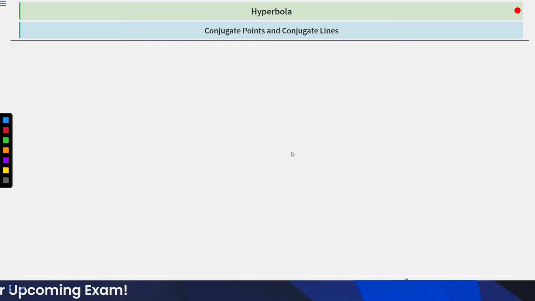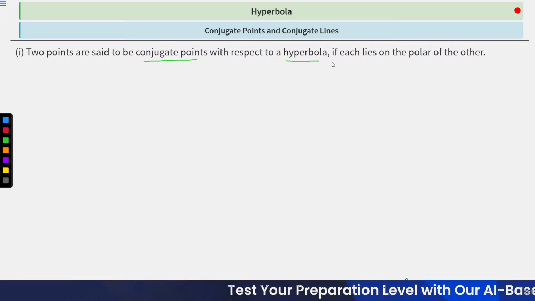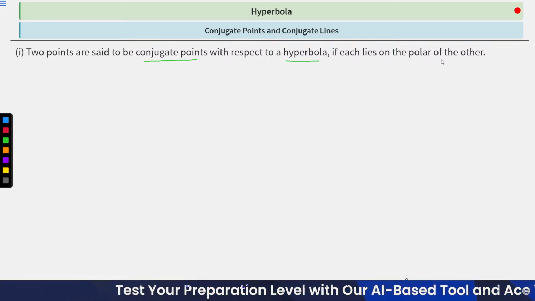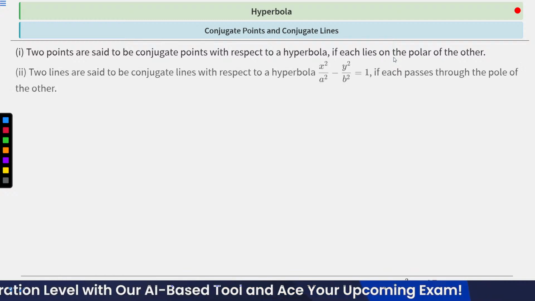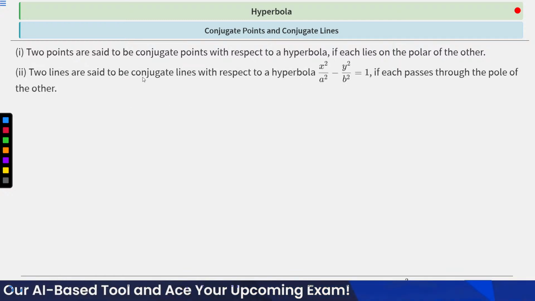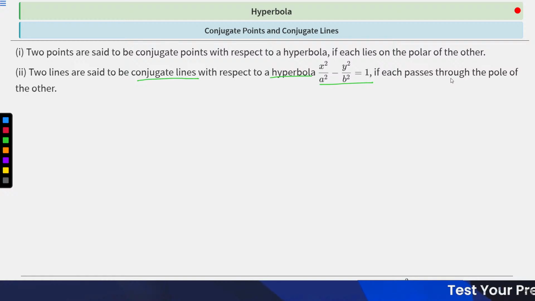Conjugate points and conjugate lines. Two points are said to be conjugate points with respect to a hyperbola if each lies on the polar of the other. Two lines are said to be conjugate lines with respect to a hyperbola x squared by a squared minus y squared by b squared equals 1 if each passes through the pole of the other.